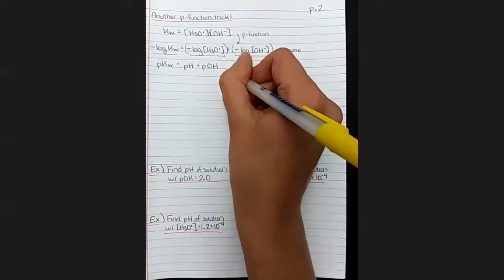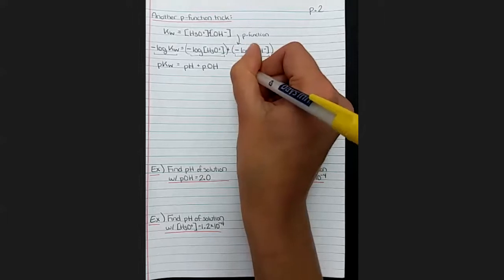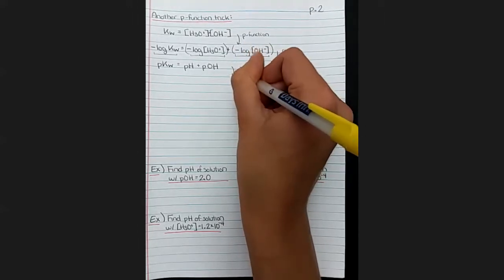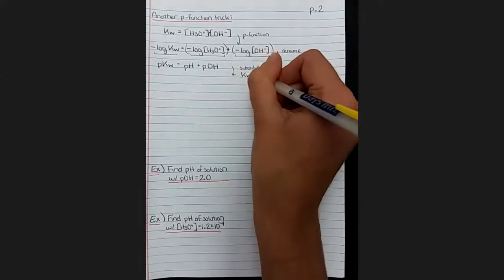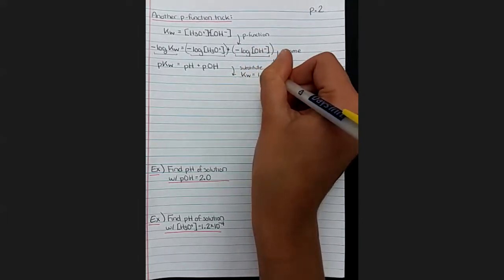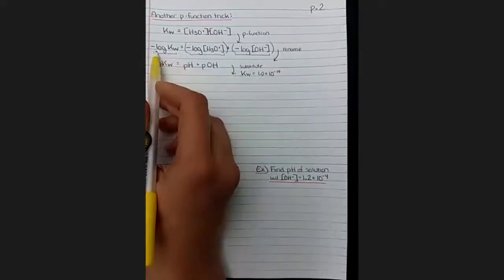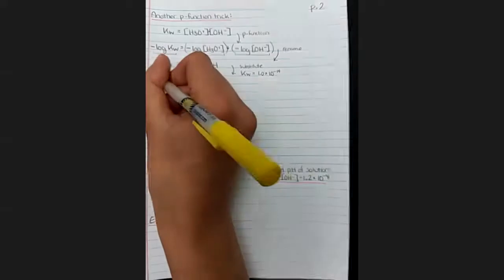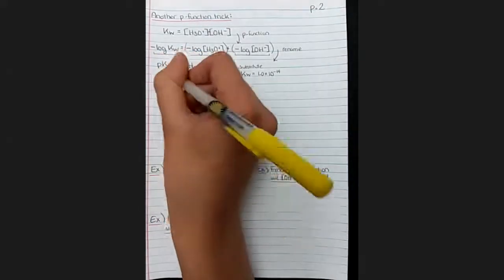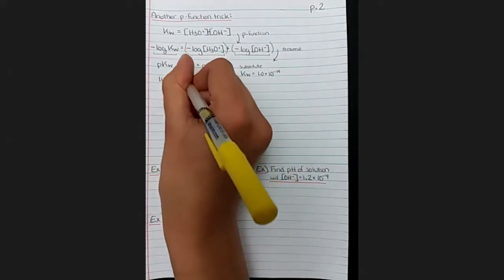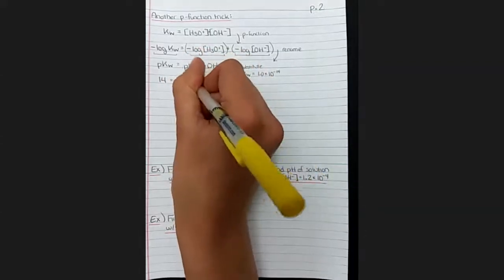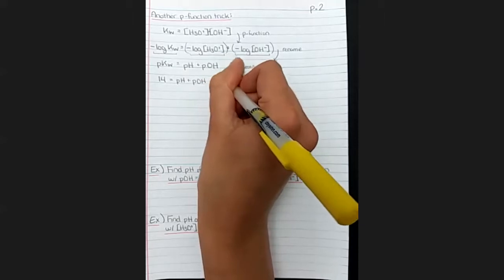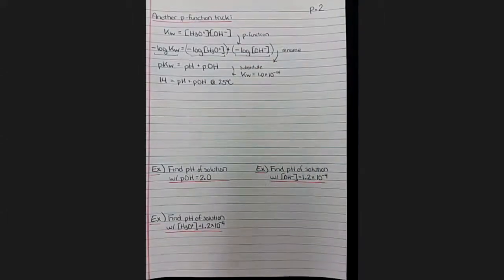And for our final pièce de résistance, we can substitute in the value for KW at 25 degrees Celsius, 1 times 10 to the negative 14. So if you take the negative log of 10 to the negative 14th, you will get 14.0. So for a system at 25 degrees Celsius, the pH plus the pOH equals 14.